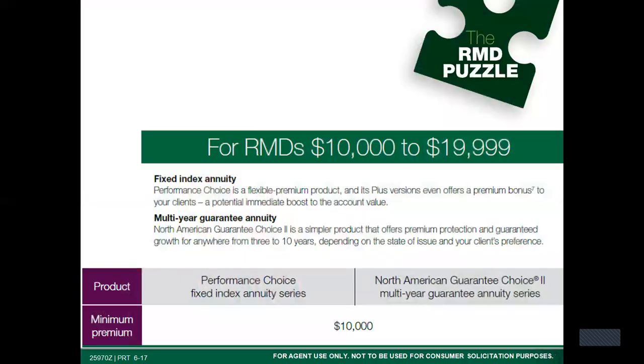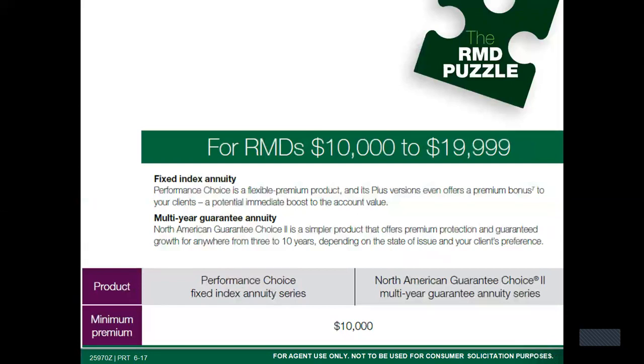Now, depending on the age of your client and the size of his or her nest egg, RMD amounts can vary quite a bit. Now, I'm going to go over a couple concepts here. This first one is going to apply to clients with an RMD of less than $10,000. Okay, let's take a look at the chart here. For RMDs, $10,000 to $19,999. Got a couple options for you when it comes to accumulation.